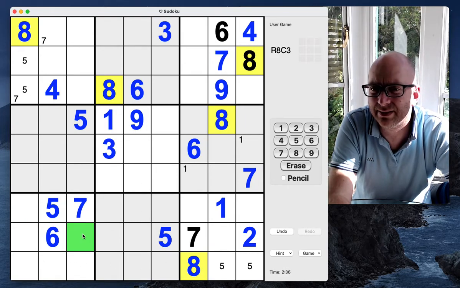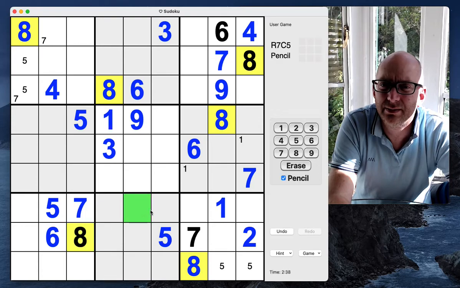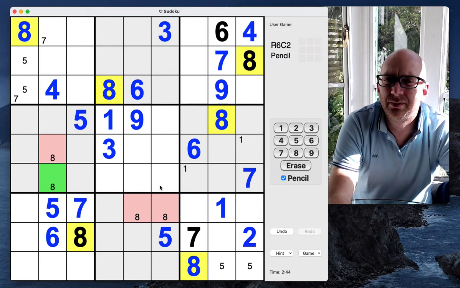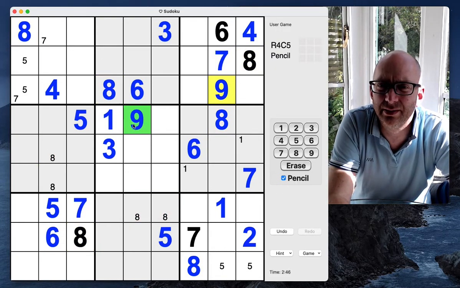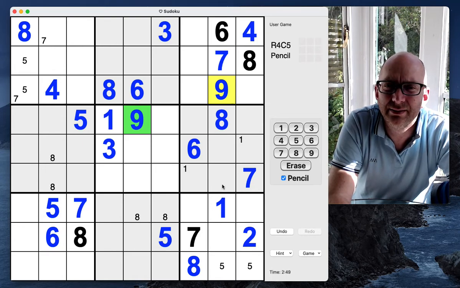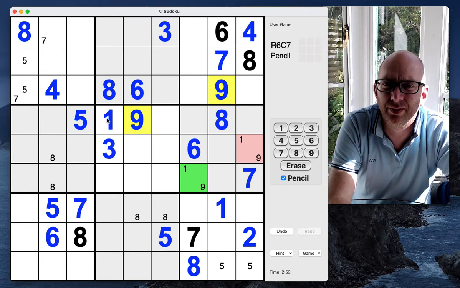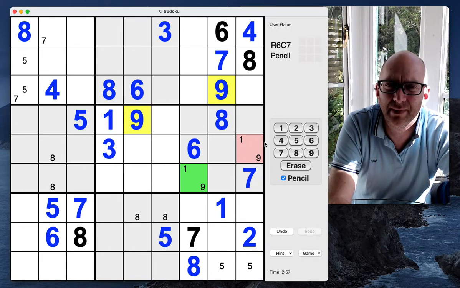We can place an 8 there. And we can pencil mark 8s here. And now we can pencil mark 8s there as well. So one box on the grid where we can't place something. 9s. Oh, look at that. The 9s follow the same pattern as the 1s. So the 1 9 here and the 1 9 here means we've got a pair hidden there.